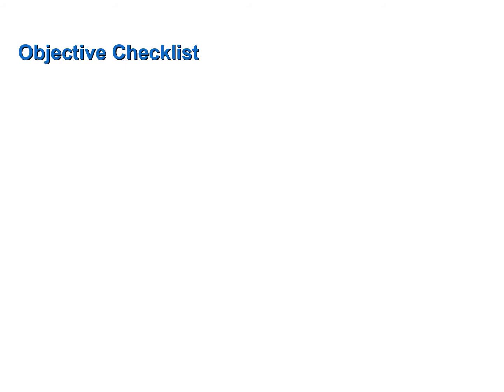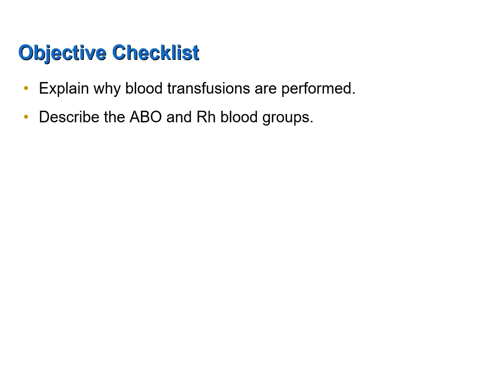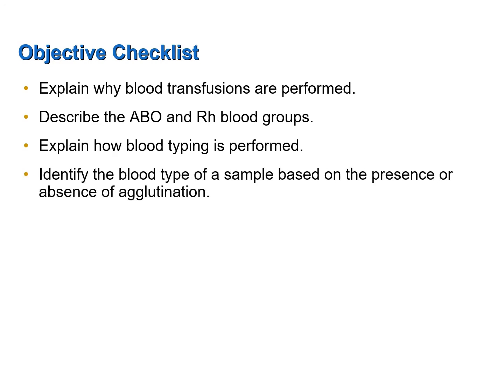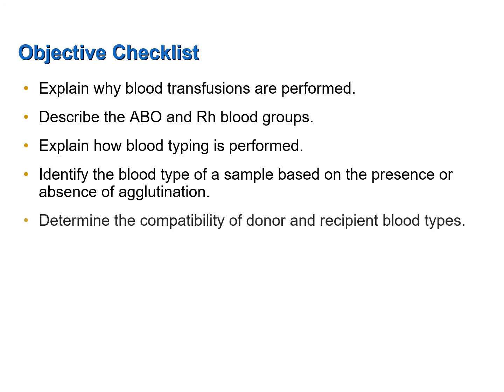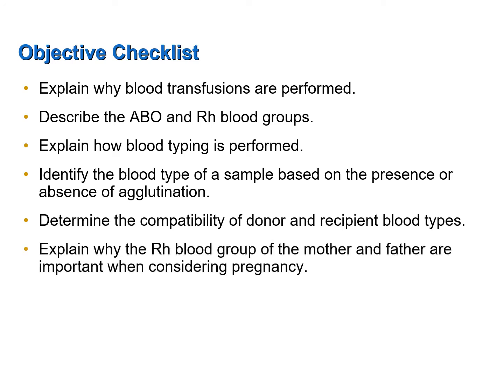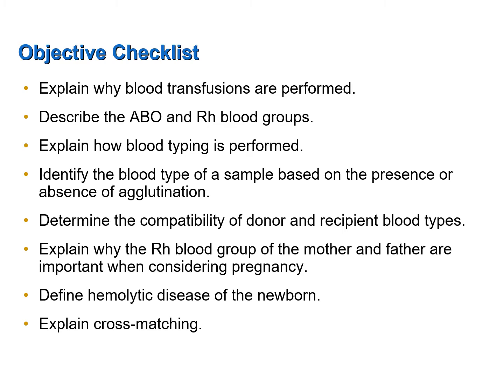This screencast was designed to achieve the following objectives: explain why blood transfusions are performed, describe the ABO and RH blood groups, explain how blood typing is performed, identify the blood type of a sample based on the presence or absence of agglutination, determine the compatibility of donor and recipient blood types, explain why the RH blood group of the mother and father are important when considering pregnancy, and lastly, define hemolytic disease of the newborn. Oh, one more. Explain cross-matching.